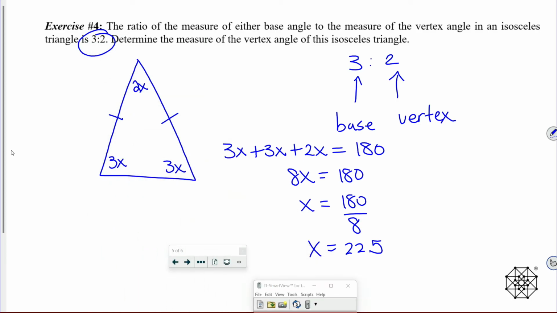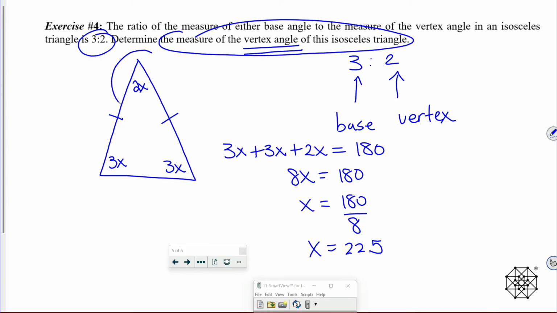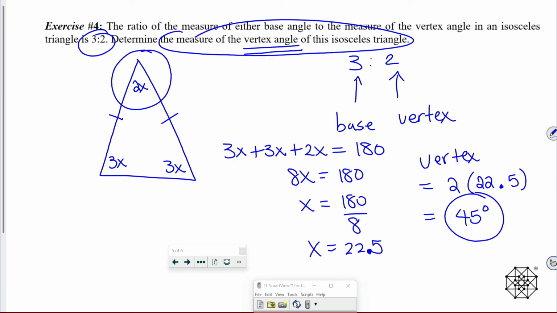All right. And finally, I want to know the measure of the vertex angle. The vertex angle is 2x. So my vertex angle must be equal to 2 times 22.5, which is going to be 45 degrees.